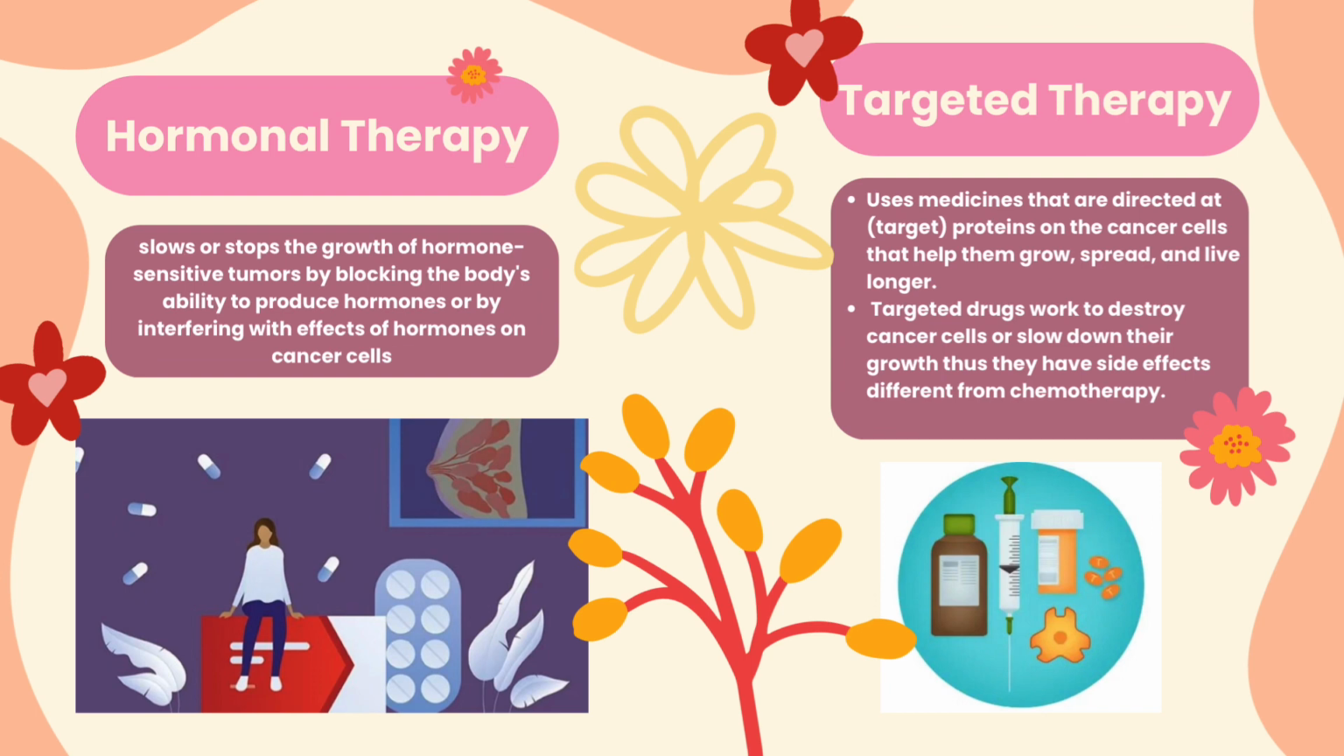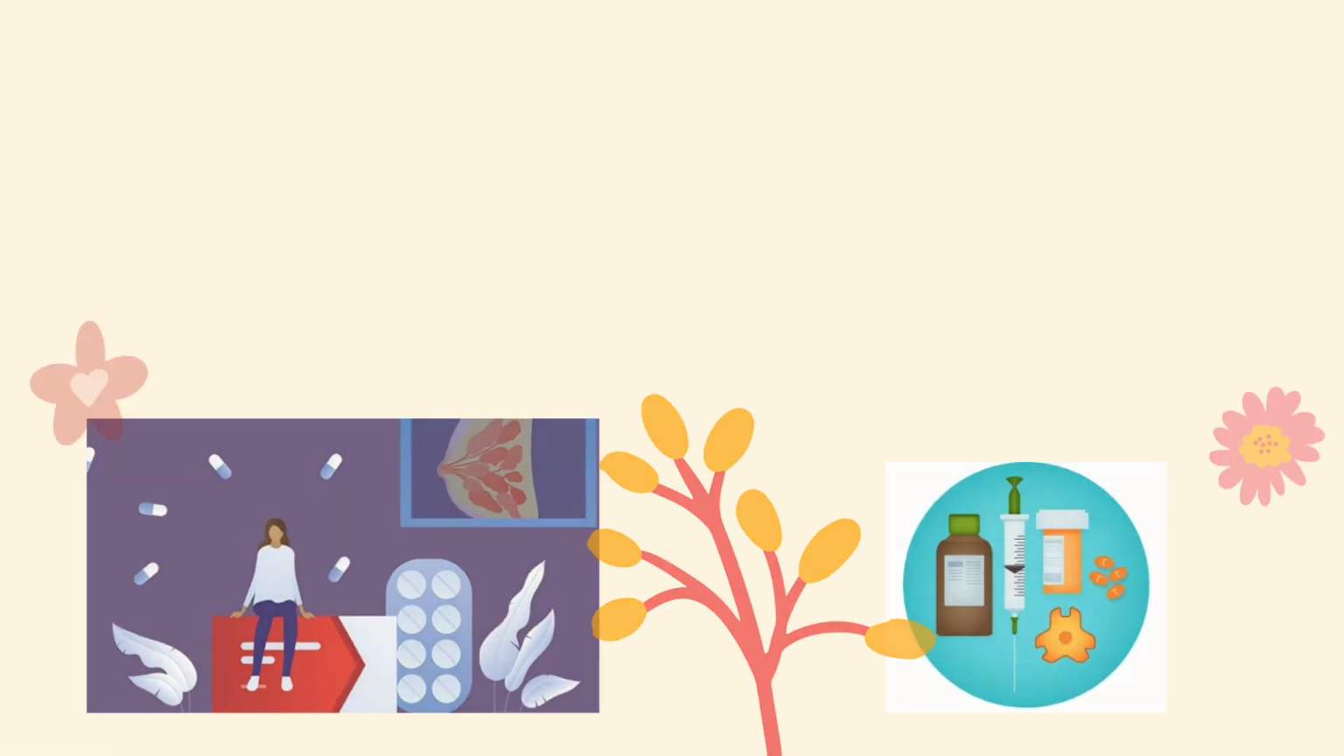Lastly would be targeted therapy. This uses medicines that are directed at target proteins on the cancer cells that help them grow, spread, and live longer. Usually, targeted drugs work to destroy cancerous cells or slow down their growth. Thus, they have different side effects compared to chemotherapy.